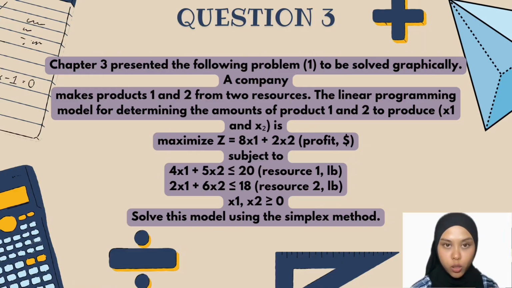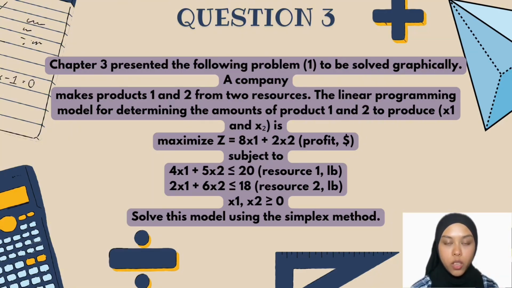There are 2 resource constraints. First, 4x1 plus 5x2 is less than or equal to 20. Second, 2x1 plus 6x2 is less than or equal to 18. This represents limited resource available for production. Also, x1 and x2 must be non-negative.